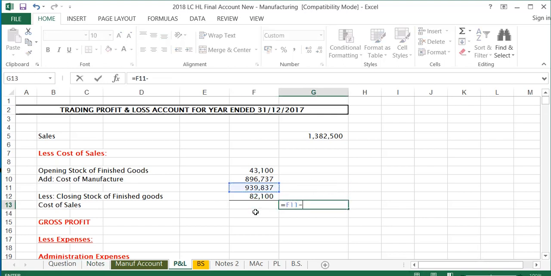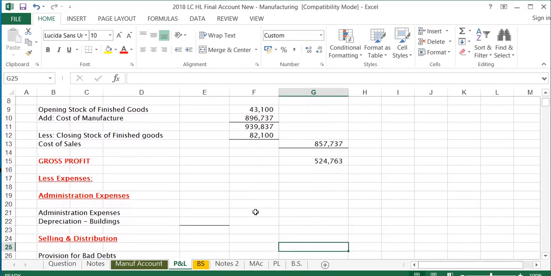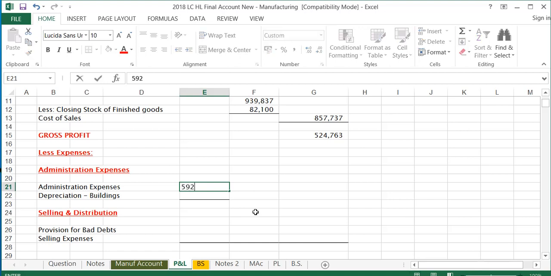So if I take that away, it'll leave me with cost of sales of 857,737. And if I say my sales minus my cost of sales, will leave me with a gross profit of 524,763. Now I just have to take away my expenses. My first expense is just administration expenses, and I think that's coming directly from the P&L, 59,200. There's no change to that.